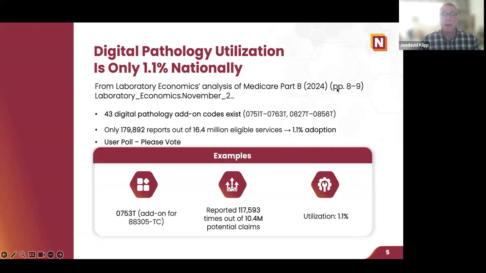And the problem is that labs have no incentive to go through the trouble of reporting any of these 43 codes each time they digitize a slide, because there is no reimbursement, and there's extra effort and modifications that need to be made to their LIS and billing systems in order to be able to report the utilization of these add-on codes.